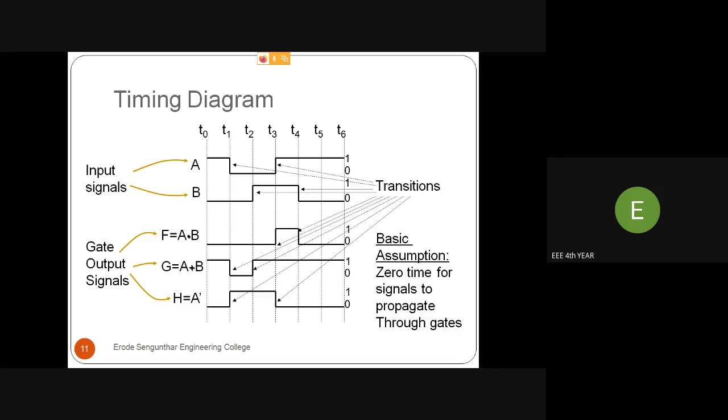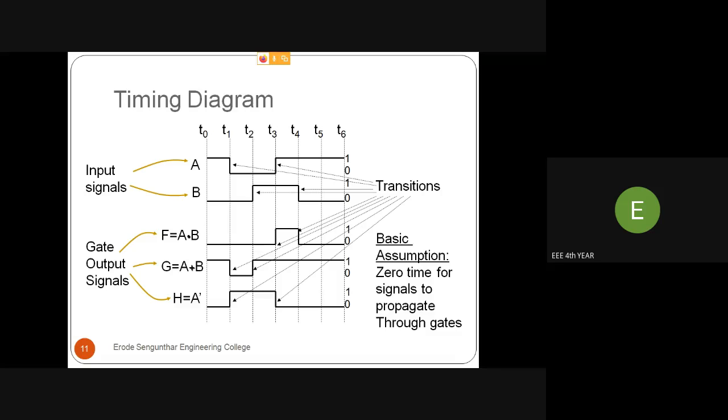When the state changes from 1 to 0 or 0 to 1, it is known as a transition. So a transition defines the state changing from high to low or low to high. Here we assume the propagation delay is 0, so instantly all the gates are turning on.